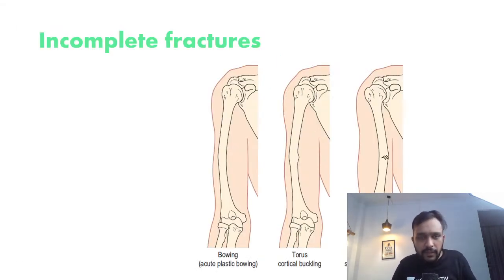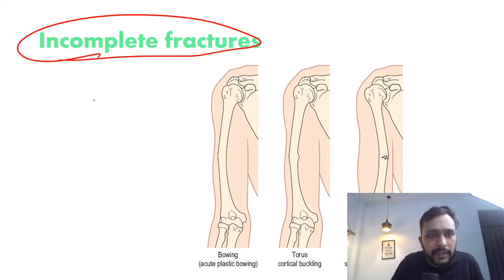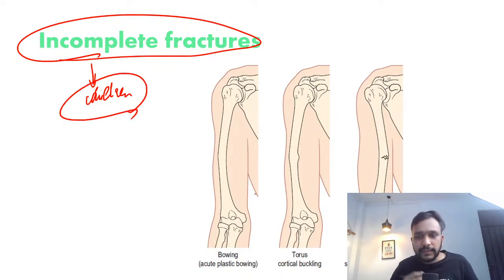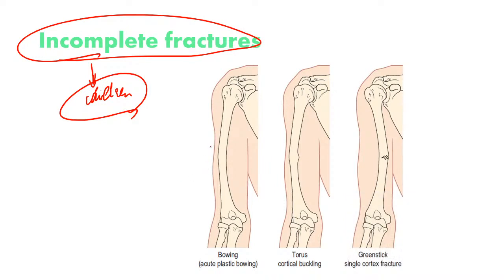They are further of various types. These incomplete fractures are most commonly seen in children, right? So there are three types of incomplete fractures. The first one is bowing, the second one is torus, in which you are going to find cortical buckling. Because of the bend of the bone, the cortex of that side becomes thickened.